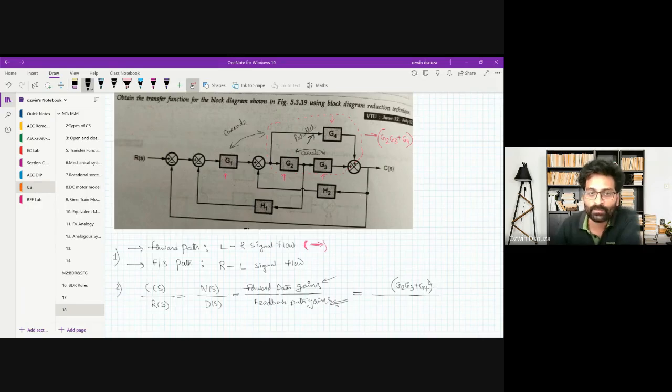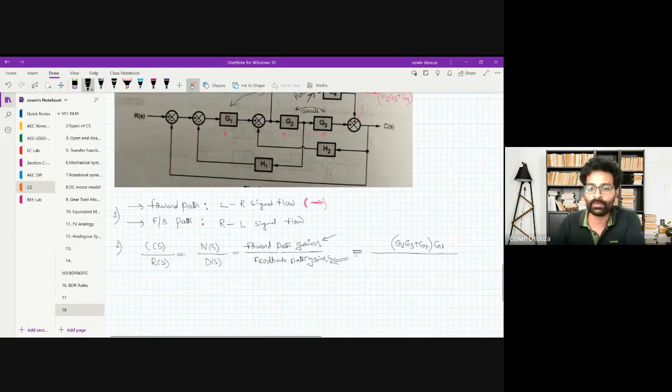So what do you mean by cascade connection? The multiplication of two block transfer functions, right? So G2 into (G3 plus G4) into G1. As simple as that. So this is your forward path gain. This you can cross check with your class problem. Okay, so that is your forward path gain.